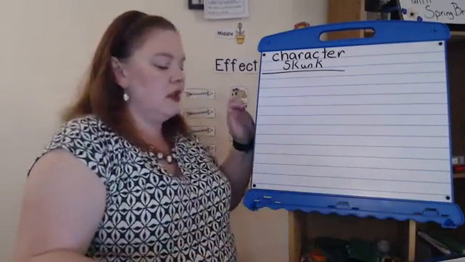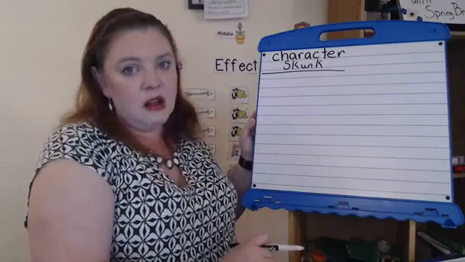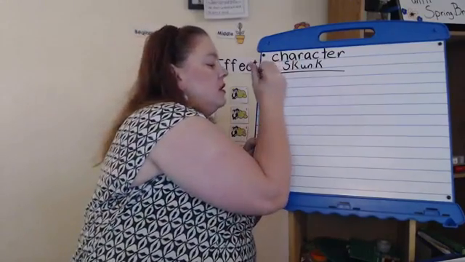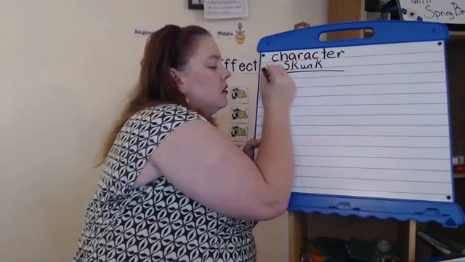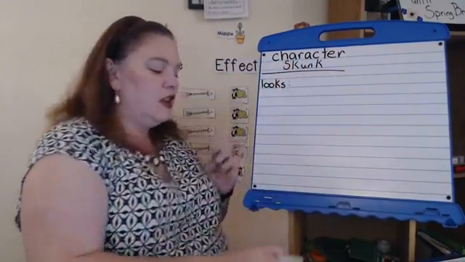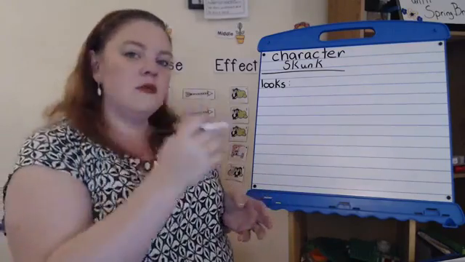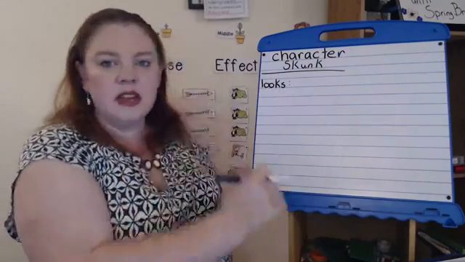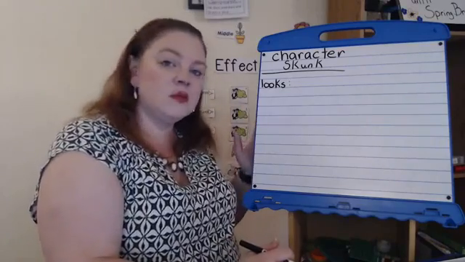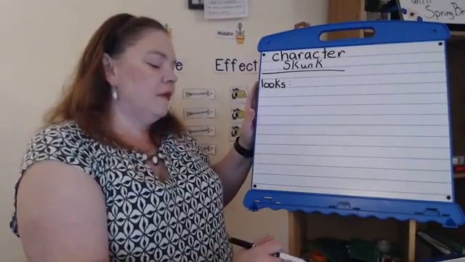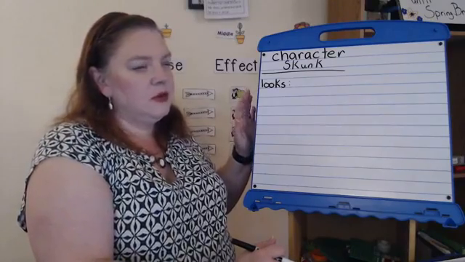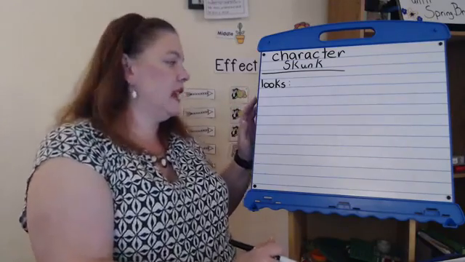So character Skunk, and the first thing we're going to do is we're going to talk about how he looks. So I'm going to put looks. Now, if we were in the classroom, you would have a little sheet that already had the word looks on it, and you would just be writing out next to it, and we would have glued it down in your journal, but we don't have that, so that's why we're writing this word. That's probably why, boys and girls, it looks a little different, because we're doing it differently, but we can still do it together. So looks.